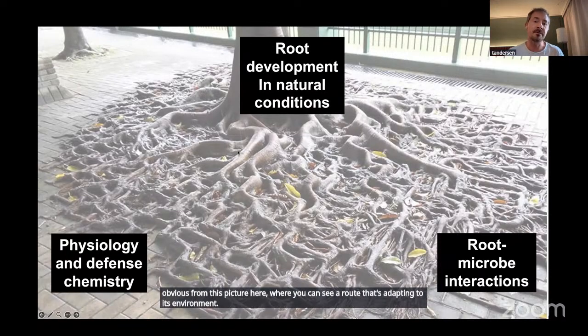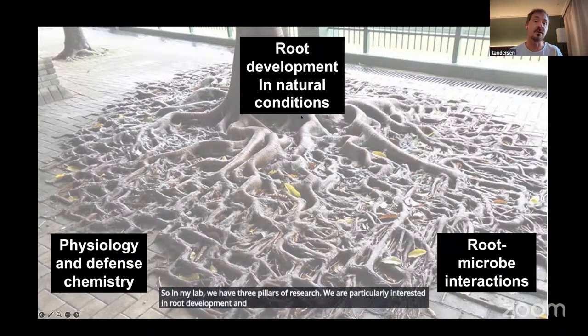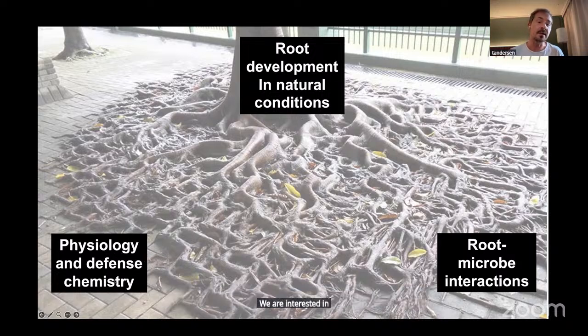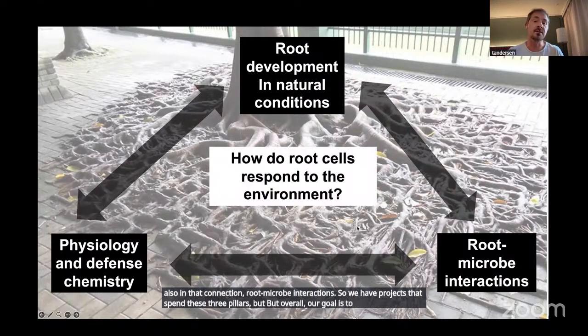So in my lab, we have 3 pillars of research. We are particularly interested in root development in natural light conditions. We are interested in physiology and defense chemistry of roots, and of course also, in that connection, root-microbe interactions. So we have projects that span these 3 pillars, but overall our goal is to try to understand how root cells respond to the environment and adapt and integrate signals from the environment.